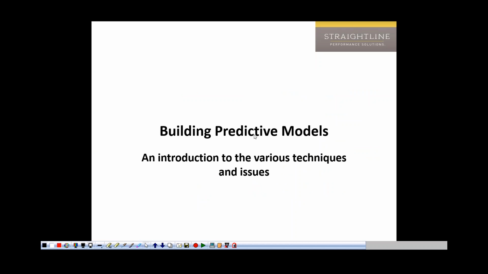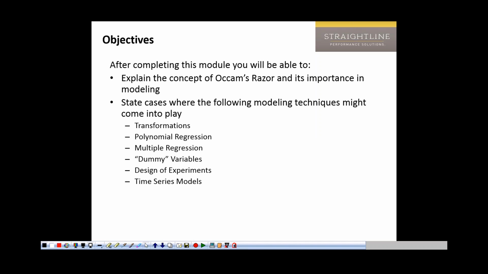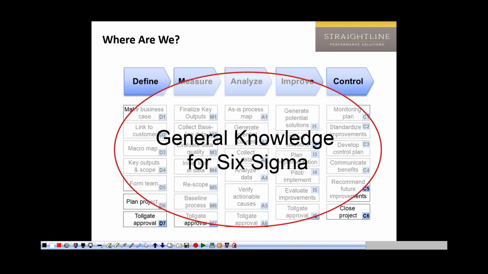Using big data has opened up a lot of these techniques to what was not available before. Models can be very, very powerful, but they can also be a little bit dangerous. So we're going to go through this pretty quickly, but I just want to give you a smattering of what the various techniques are, and maybe one or two things to look after. This is really just general knowledge for Six Sigma.